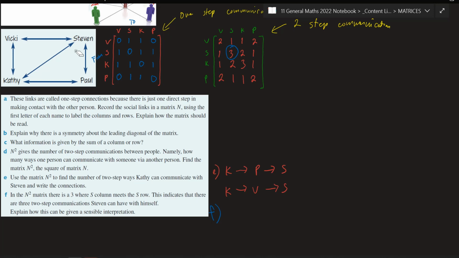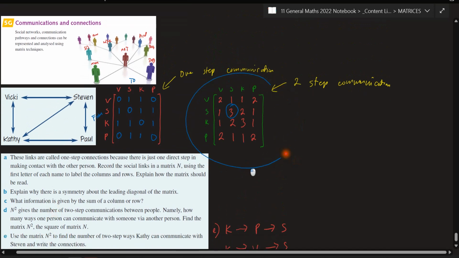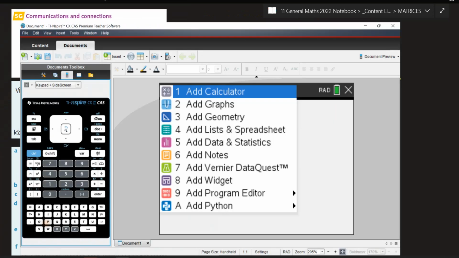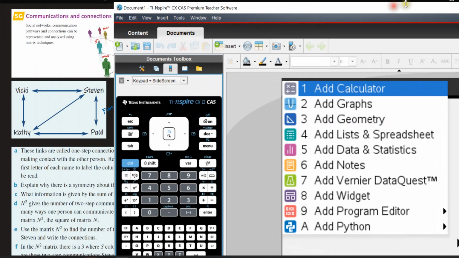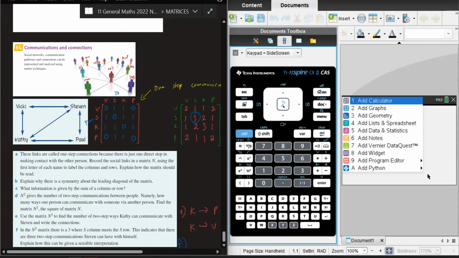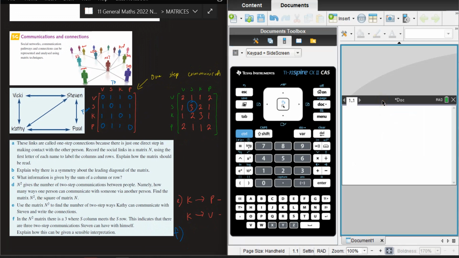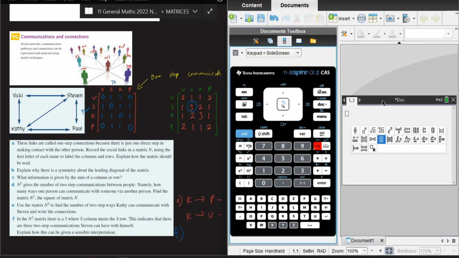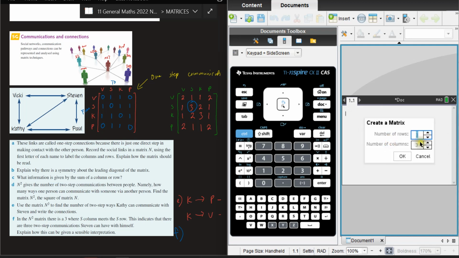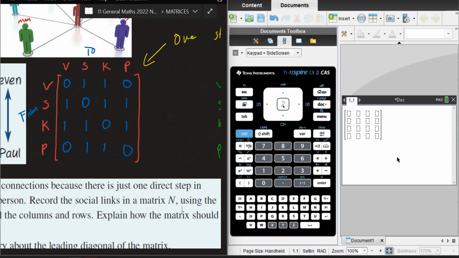But one thing I've got to show you is how do we get this in a CAS. So get your CASs out because you're not always going to be expected to do this by hand. It might take some time. So let's get our CASs out really quickly. On our CAS, I can see that this is going to be a 4x4. So let's make a custom matrix. It's got 4 rows and 4 columns. And let's put our numbers in. For now we're putting the numbers in for the one-step communications.